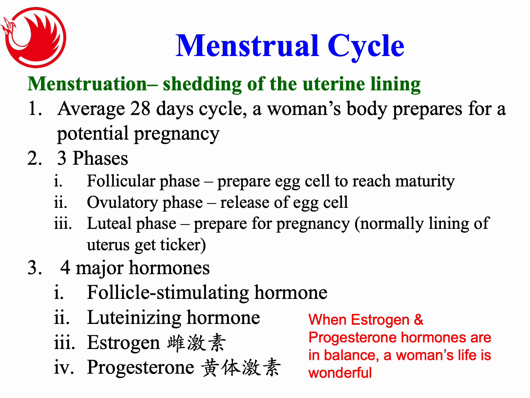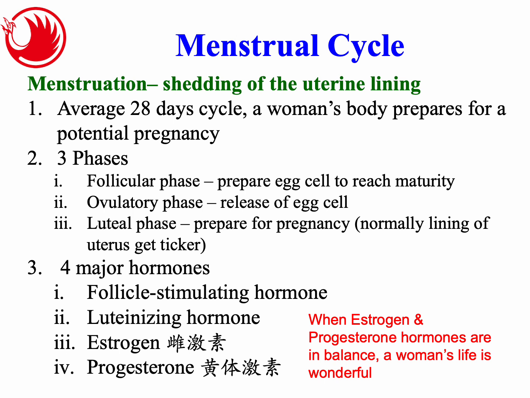So the last phase is the luteal phase. During the luteal phase, the body prepares for a possible pregnancy. The lining of the uterus will start to get thicker in order to support the fertilized egg. So during these three phases, there are four hormones involved.